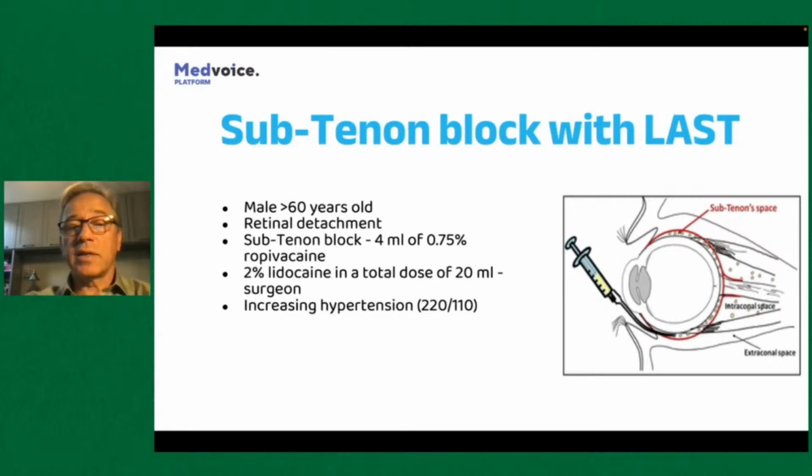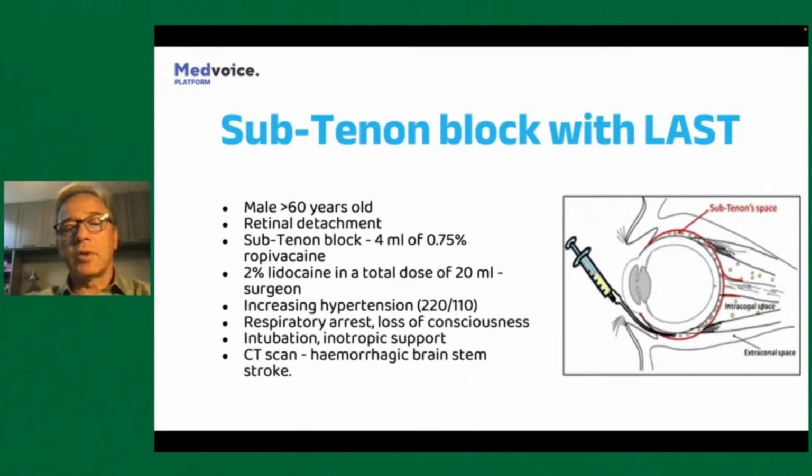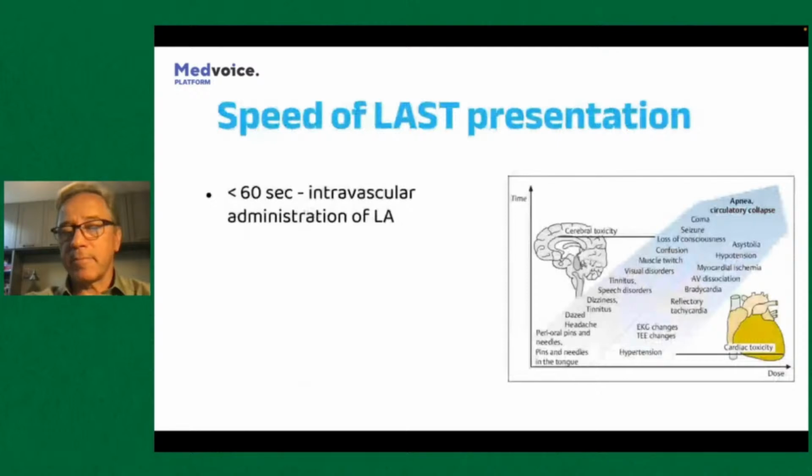They noticed during the case an increase in blood pressure up to 220 over 100, and tachycardia was also present. Then suddenly, about 40 minutes or so into the procedure, this patient developed respiratory arrest and loss of consciousness. They were intubated, provided inotropic support, and taken to CT scan, which revealed a hemorrhagic brain stem stroke. So this could be a case of systemic local anesthetic toxicity causing high blood pressure, a popped vessel, and a hemorrhagic stroke. Fatal outcome after 24 hours.